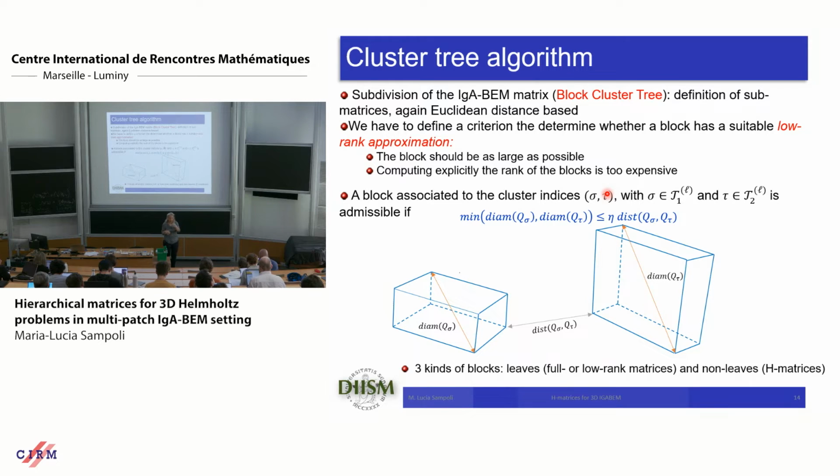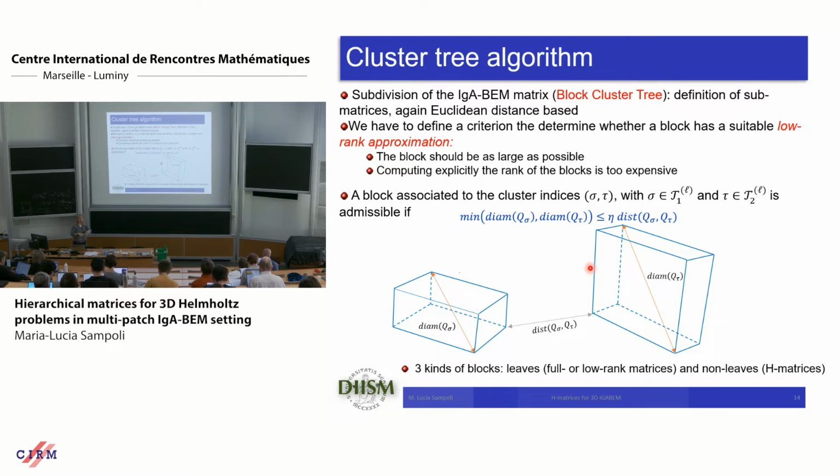Each block is examined to see whether it can be considered admissible or not. What does admissible mean? That it can have a low rank representation. To detect which blocks can have this low rank representation, we use the so-called admissibility condition, which depends on the parameter eta. Basically, roughly speaking, two clusters are admissible if they are sufficiently distant from each other.